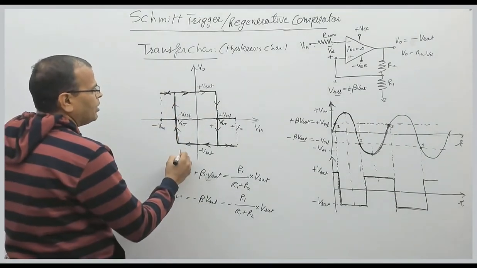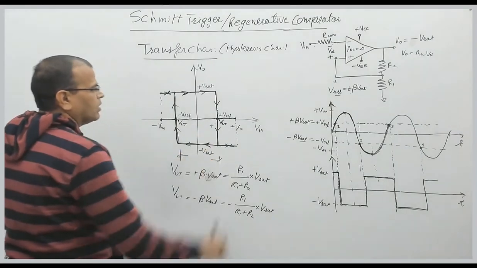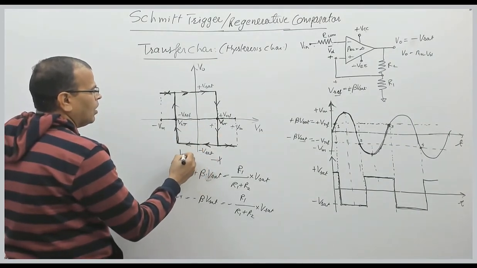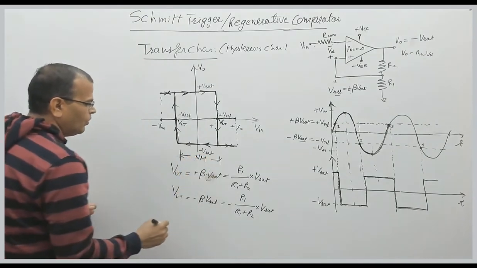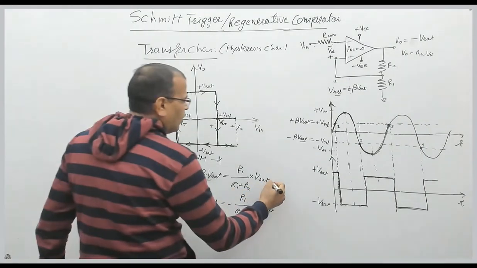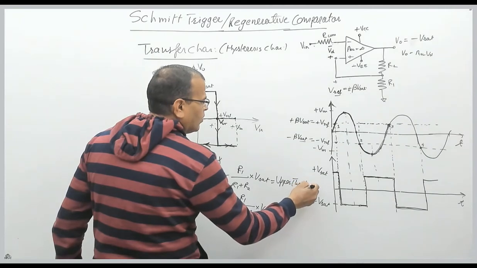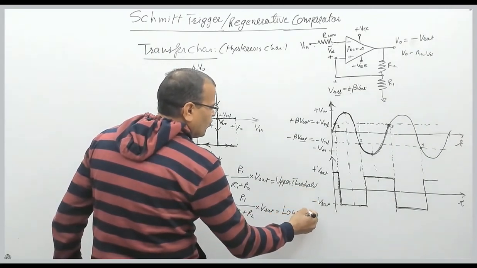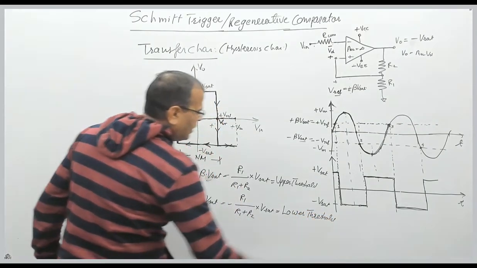Now from here to here, that is the difference of these two voltages. So what is VUT? VUT is called the upper threshold, and this is called the lower threshold, right? I hope it is clear.